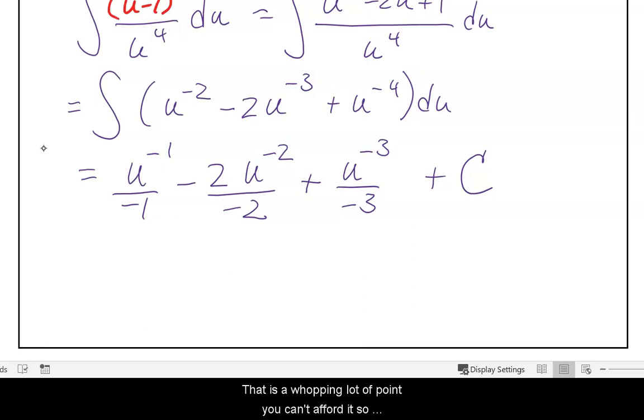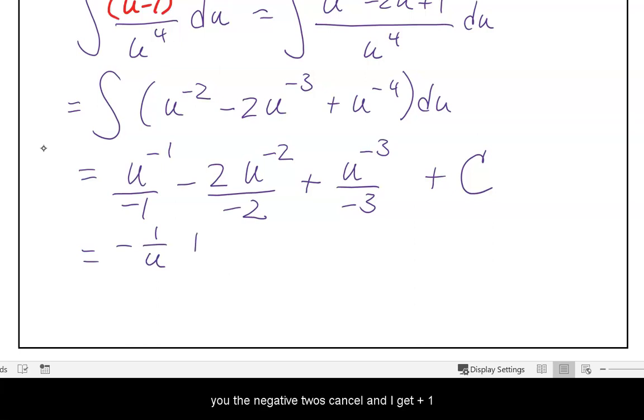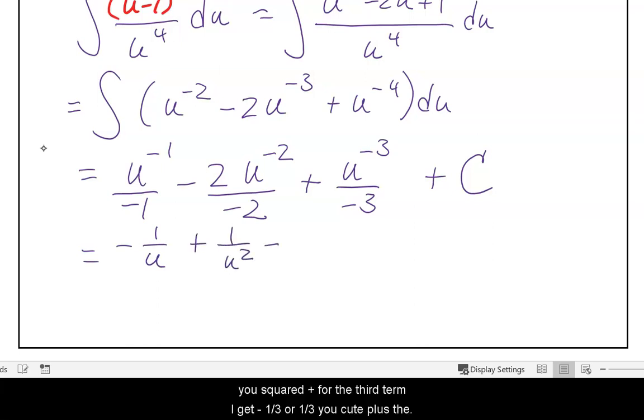That is a whopping lot of points. You can't afford it, so don't forget it. In the next term, I'll rewrite it as negative 1 over u. The negative 2's cancel, and I get plus 1 over u squared. And for the third term, I get minus 1/3 or 1 over 3u cubed, plus the constant.